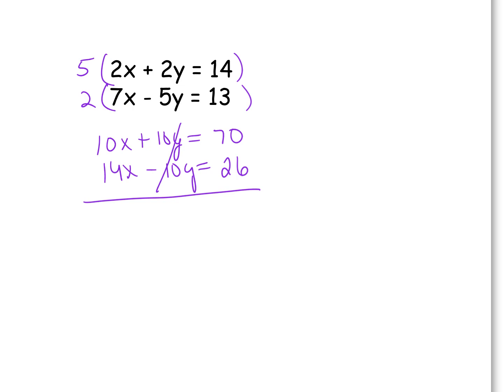Please always check this. It's not unusual that we forget to multiply and our signs are the same. So make sure it's a positive 10 and a minus 10. Make sure they actually eliminate. So we end up with 24x equals 96. So x equals, how many times will 24 go into 96? 4. Why'd you go with 4 so quick?